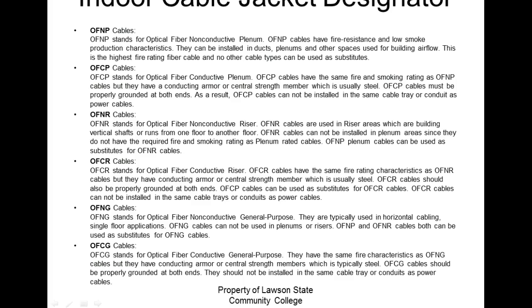OFNR cable cannot be installed in the plenum area. Y'all know what the plenum area is. What's the plenum area? Yeah, this is the space between the suspended ceiling and the actual ceiling of the building. It gets extremely hot up there, so that means we cannot run this cable through the plenum. It's not plenum rated. Does that make sense? So if it had an OFNP rating, what does the P stand for? This is plenum cable, so we could run this in the plenum of the building.